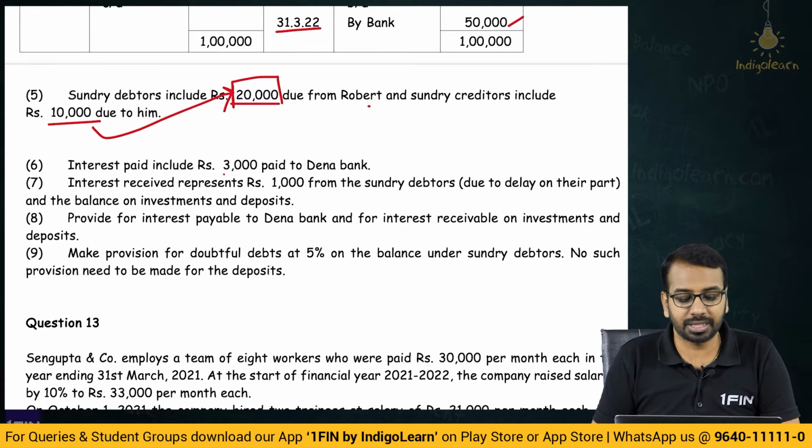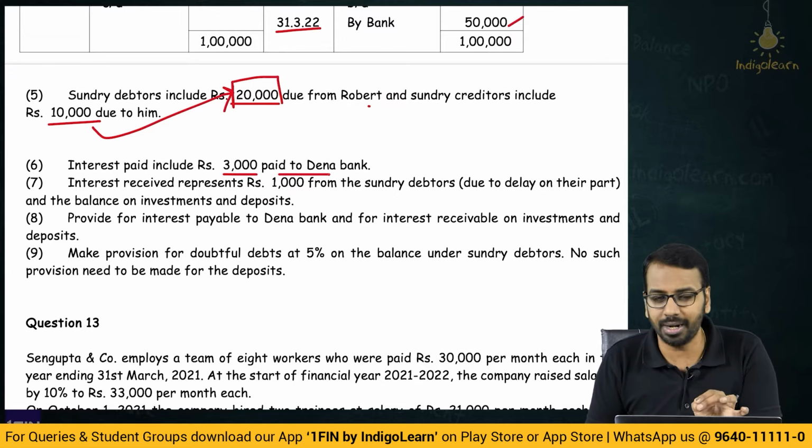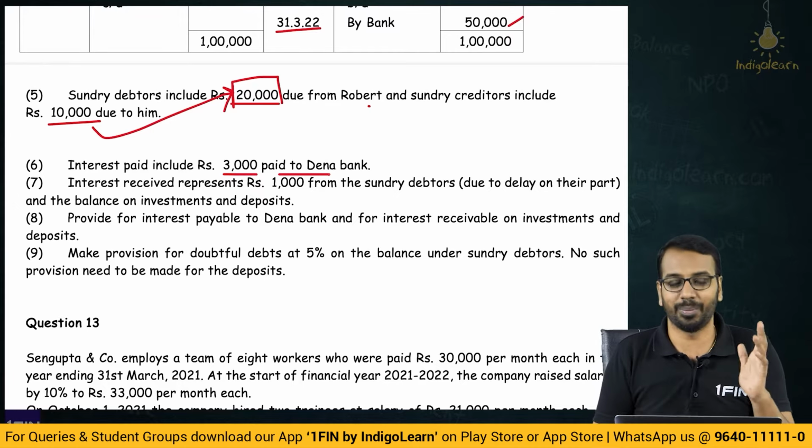Interest paid include 3,000 paid to Dena Bank. So out of the total 6,000 that we have calculated, we have paid only 3,000, balance 3,000 is payable.